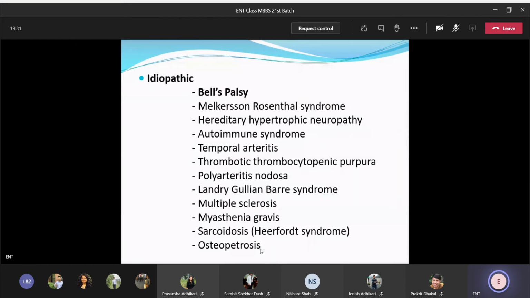So the other cause is idiopathic. The most common idiopathic cause of facial nerve palsy is Bell's palsy, where the cause is unknown. Another is Melkersson-Rosenthal syndrome. It is less common, but it is an idiopathic cause of facial nerve palsy. These are the idiopathic causes of facial nerve palsy.